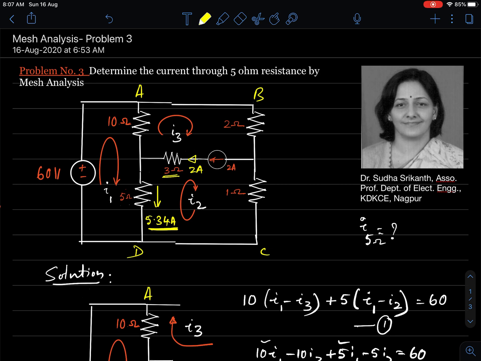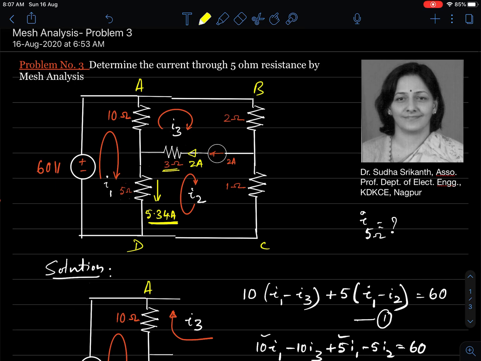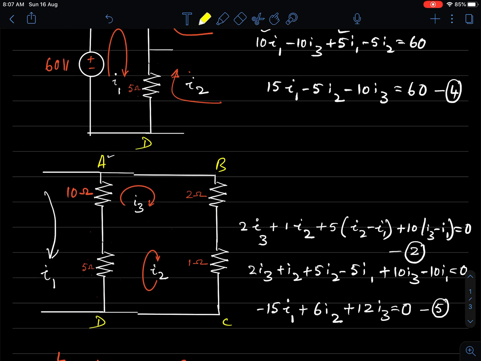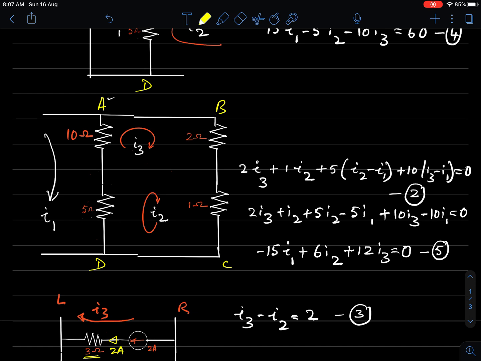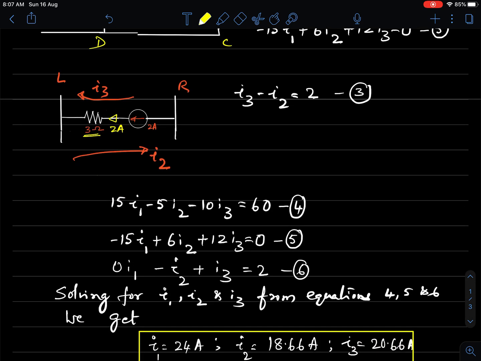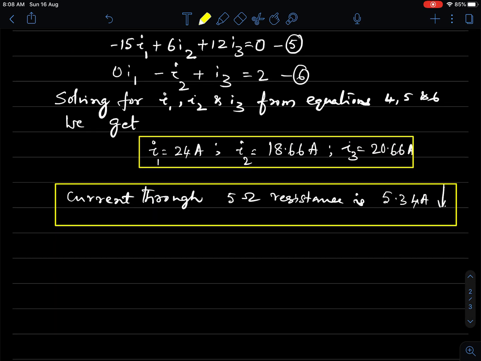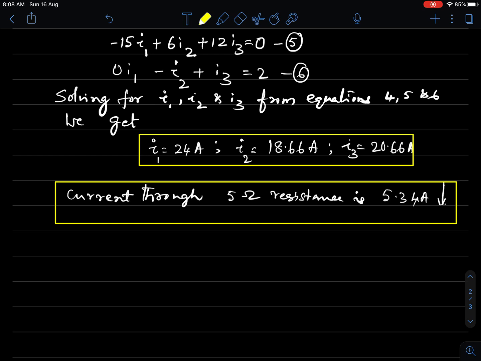So as a summary, as a technique, I would like to mention that you try to pick a super mesh. Sometimes in certain books, this ABCD is referred to as a super mesh. So you try to bypass the current source, which is common for both meshes. Try to choose a super mesh and write an equation, and then make use of the branch through which you have the current source and write another equation, and the problem becomes simple and usual.